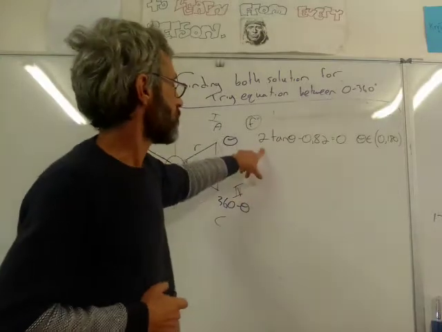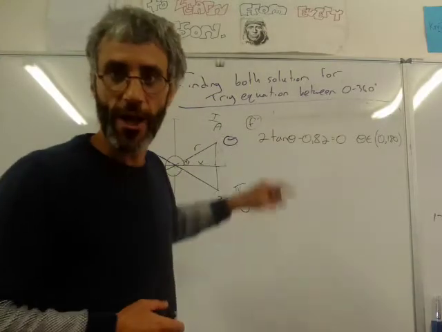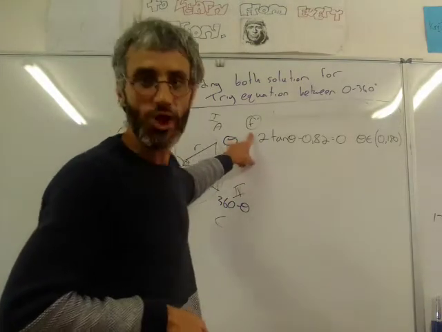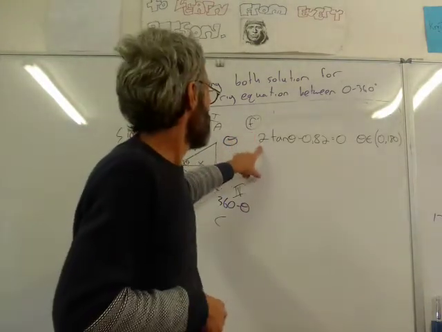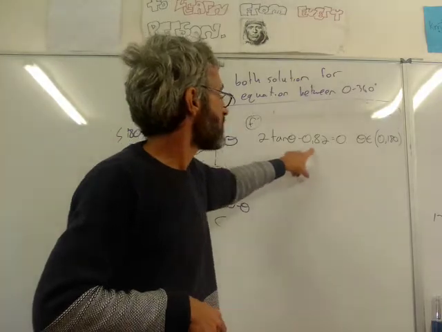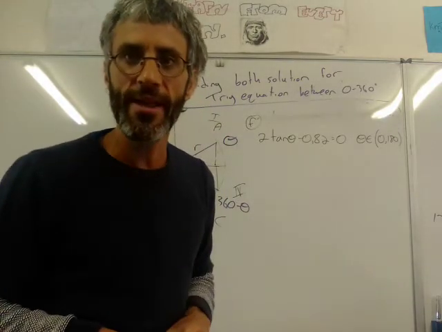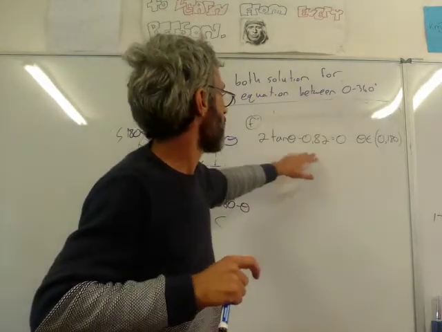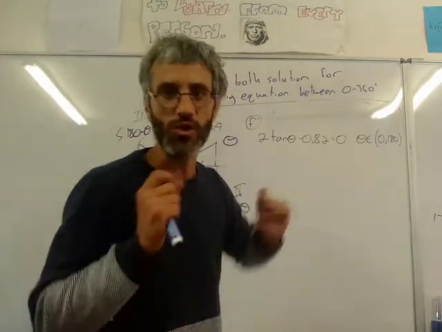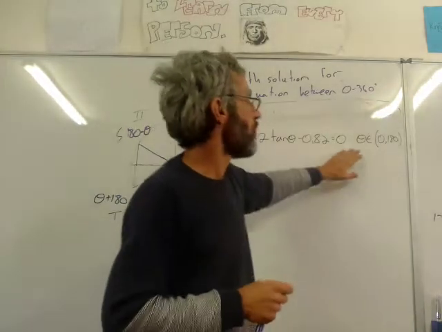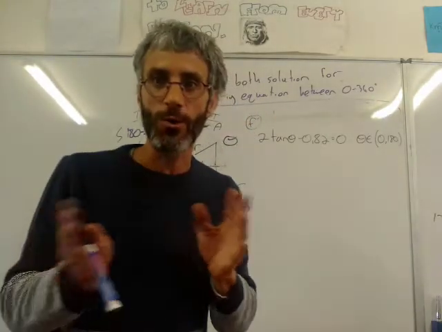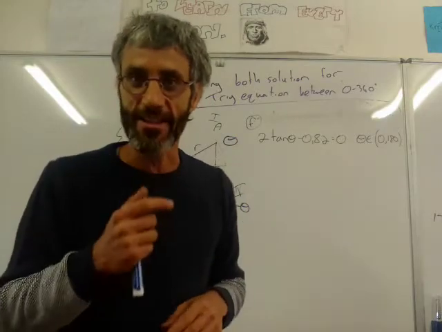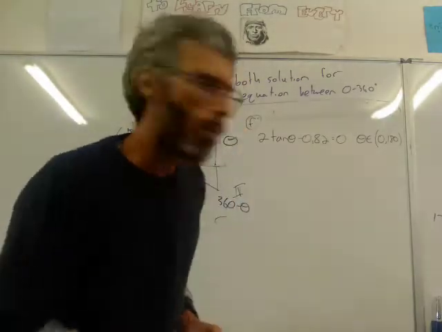All right, so let's look at this equation, which is, by the way, from the classwork that I'm going to put underneath this video. That's question F, so you don't have to do that one. 2 tan theta minus 0.82 equals 0. And we're also told that theta is between 0 and 180, so not more than 180. Let's see what we can do.